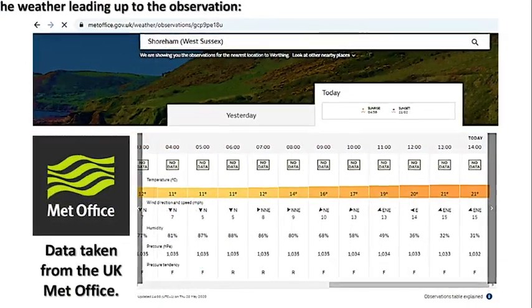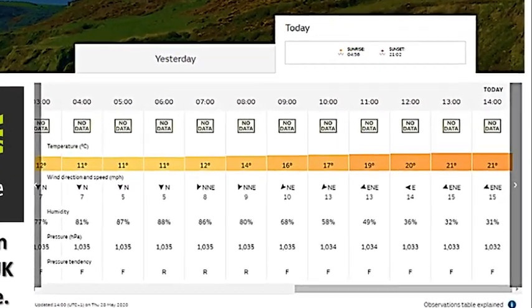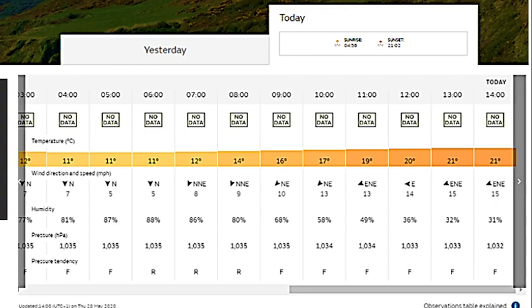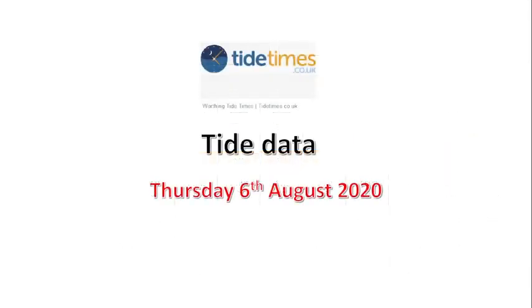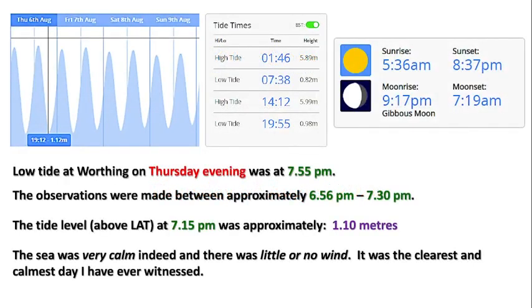The weather leading up to the observation. Tide data, Thursday, 6th of August, 2020. Low tide at Worthing on Thursday evening was at 7:55 p.m.